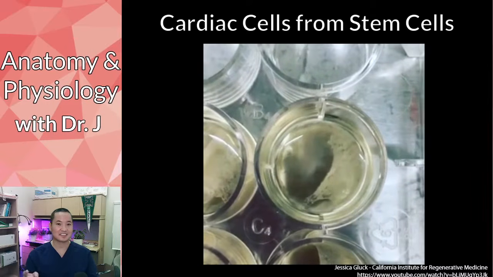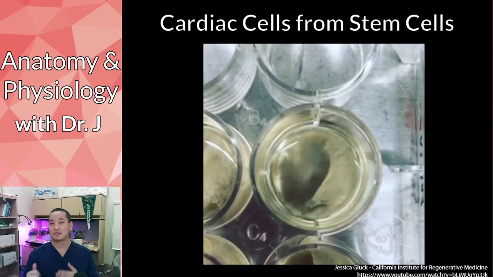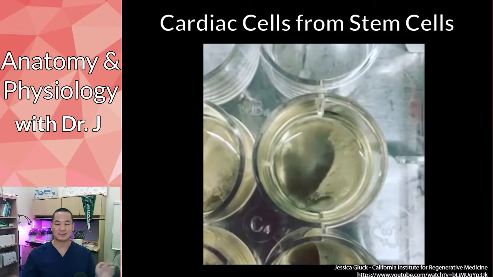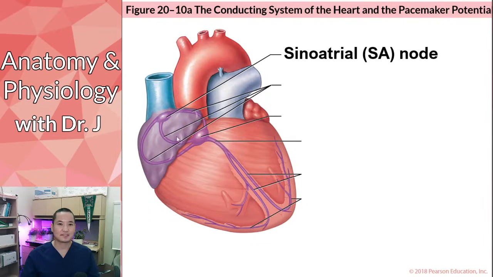Yeah, so these cells, they don't have any electricity being applied to them. They're beating on their own. So this is a cool thing about these specialized cardiac muscle cells. All right, so this is the conducting system of the heart, starting from the beginning of a cardiac cycle. So it starts at what you call the sinoatrial SA node, sometimes just simply sinus node.